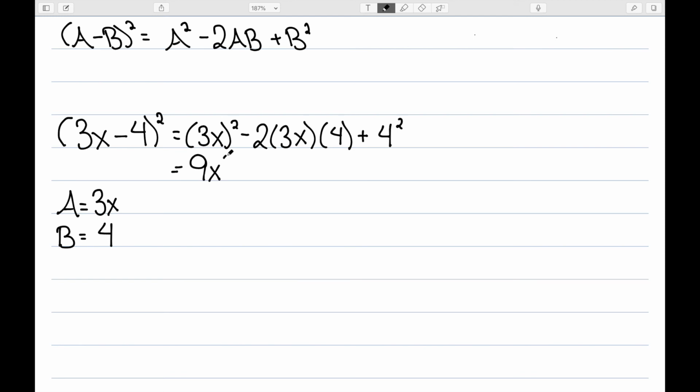That gives me a 9x squared. 2 times 3 times 4 is 24x, and 4 squared is 16. So I have my solution here.